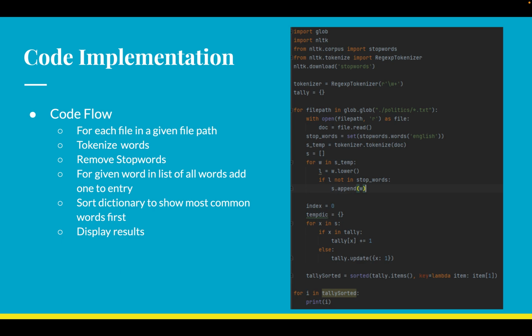Our code implementation is relatively simple. It covers imports, the tokenizer, which is a regex tokenizer. Then it goes through tokenizing the words and removing the stop words. More specifically, it checks to see if a word is not in the stop words and then adds it to another array. After that, it checks to see if it's in another dictionary which holds the count values. If the word is already there, it updates it and adds another one to show that there's another occurrence, or it adds another entry to show that this word is in the count. After that, it sorts the array, and after sorting the array, it prints out all of the values.